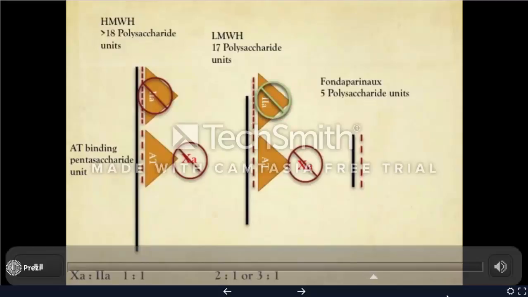So the ratio of factor 10A to factor 2A inhibition activity is around 2:1 or 3:1, depending upon the type of preparation.